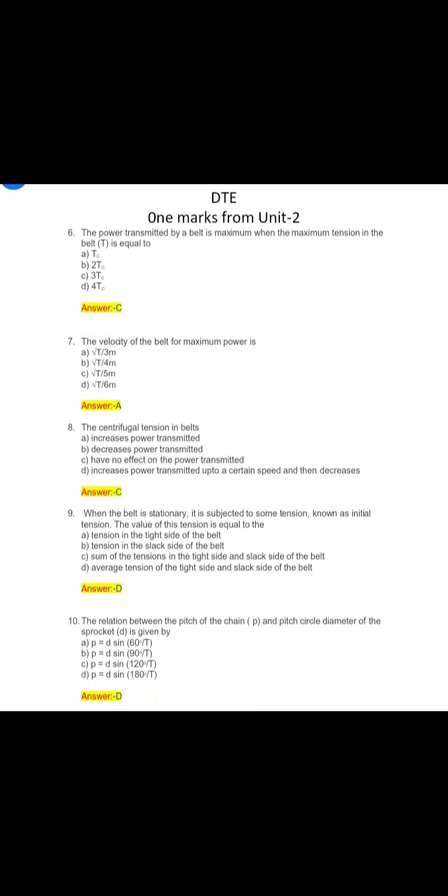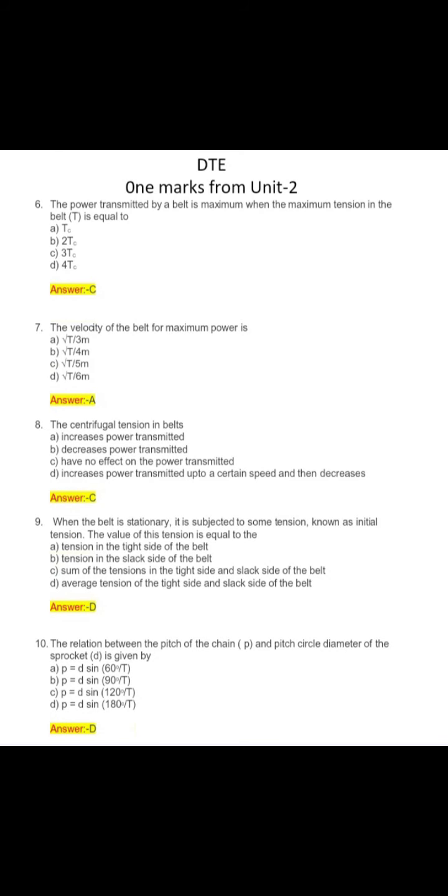The answer is C. Question number 9: when the belt is stationary, it is subjected to some tension known as initial tension. The value of tension is equal to, the answer is average tension of the tight side and slack side of the belt. Option D.